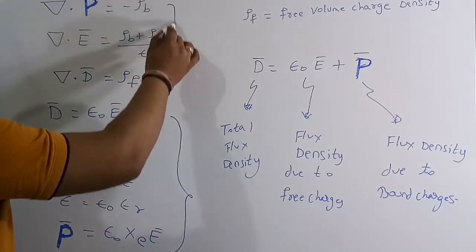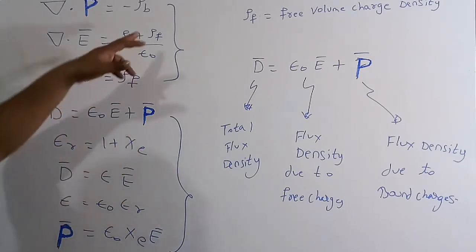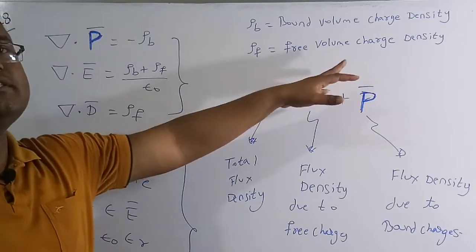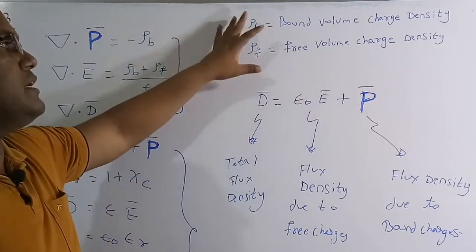These are very important formulas, and based on this they are definitely going to ask in any examination. And also here rho b is called the bound volume charge density and rho f is called the free volume charge density. So these are the important expressions.